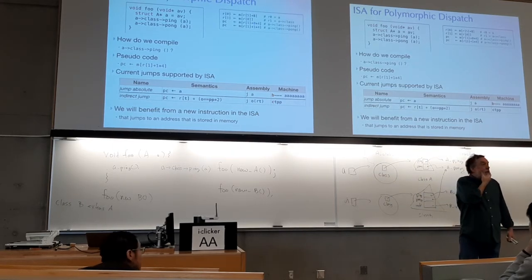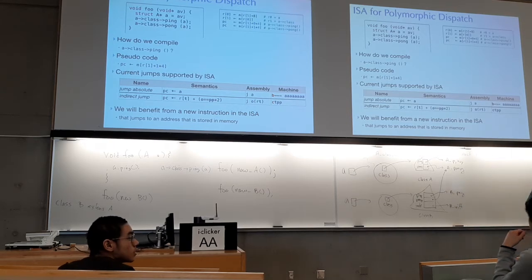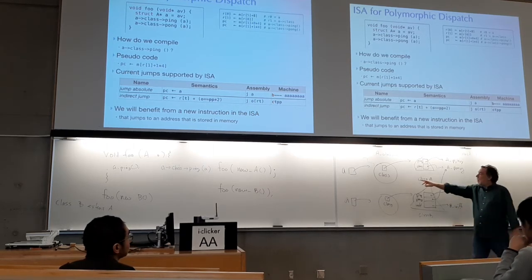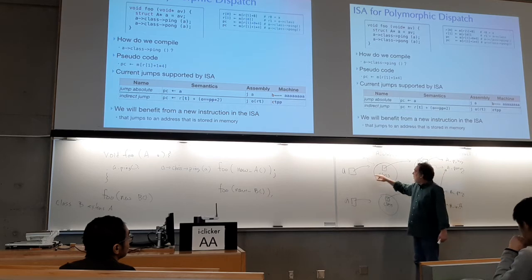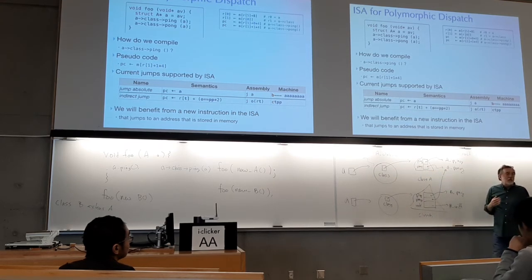Questions about that? Is that clear or is it confusing? So in the diagram, the first A is the pointer pointing to struct A. The triangle is the jump table. That's the class. And the last one is the code, that's where the object is.